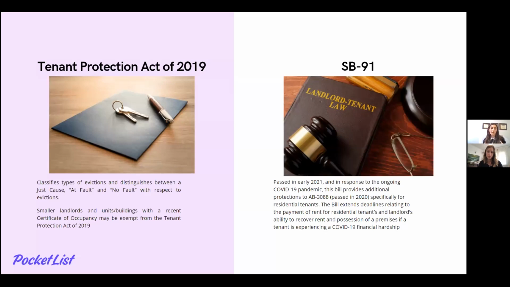So we're going to talk about California today, and then we're going to hone in a little bit more, as Ashley mentioned, on LA County and LA City. But let's talk big picture first, California.